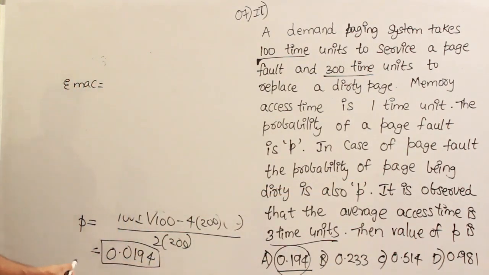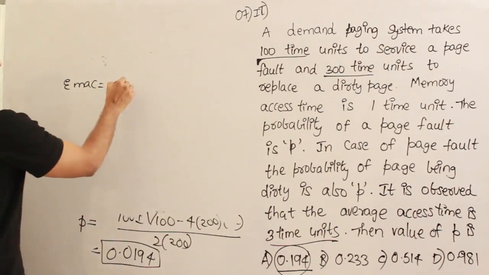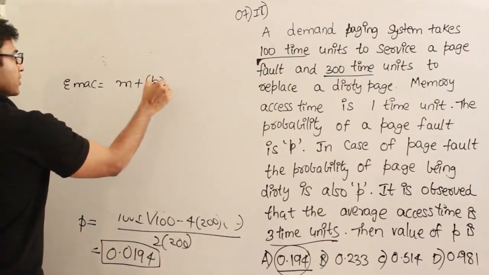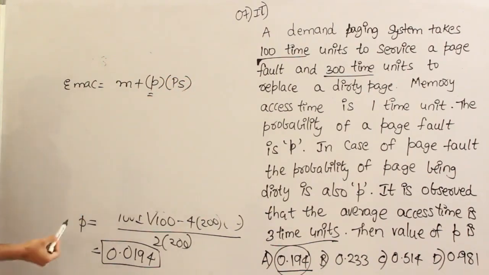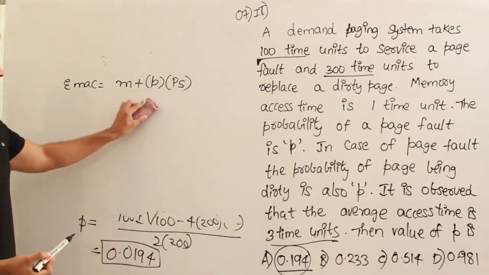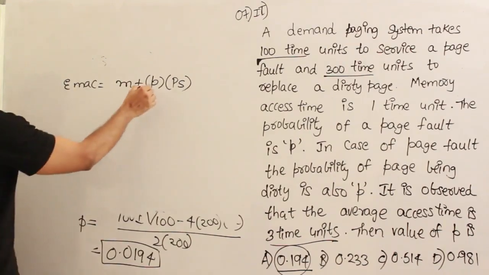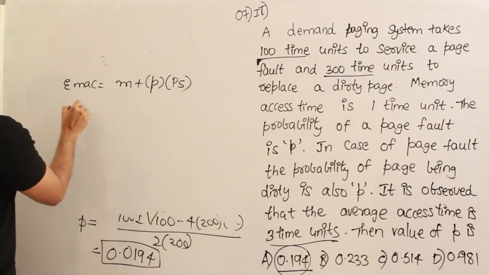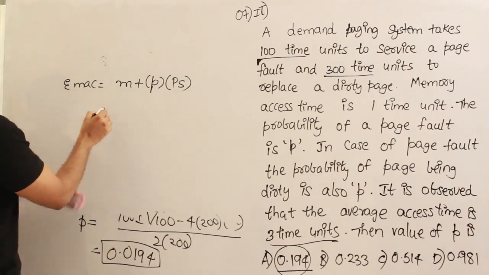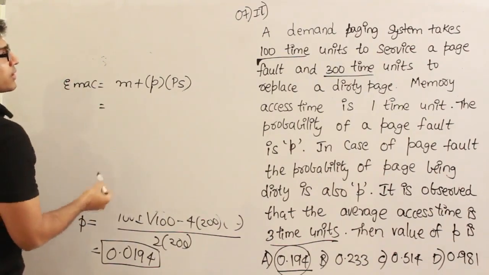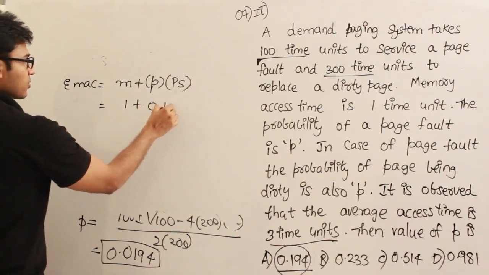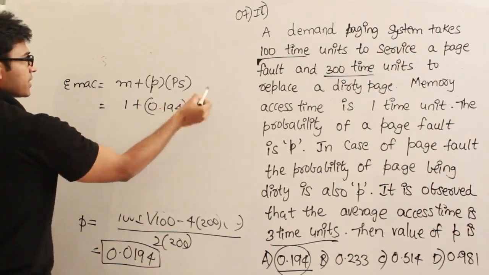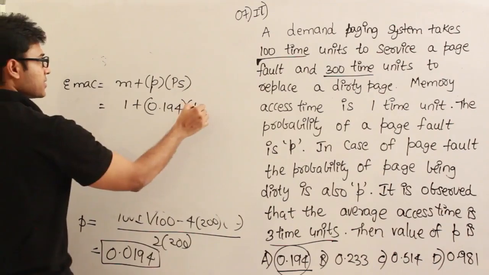Why? They are saying that effective memory access time has to be 3 units. So what is effective memory access time? Equal to memory access time plus page fault rate into page service time, right? So even if you assume that there is no dirty bit setting at all in the best case, then also what we get is, now if I substitute it, what is memory access time? 1 unit, plus 0.194, and what is the page service time? In the best case, the page service time is 100.